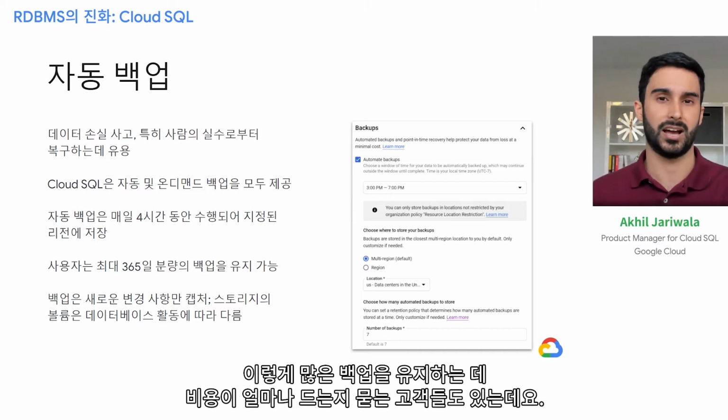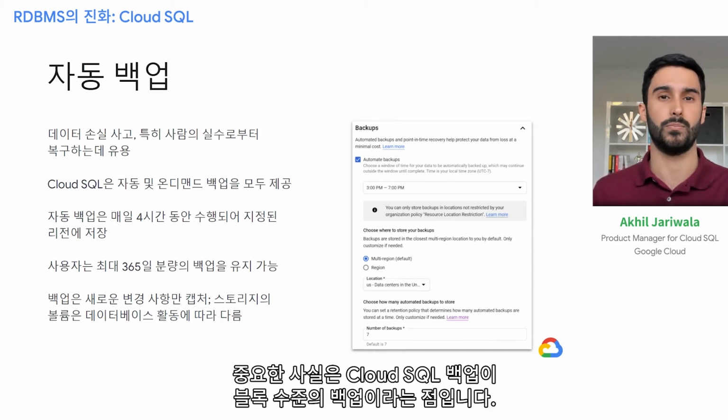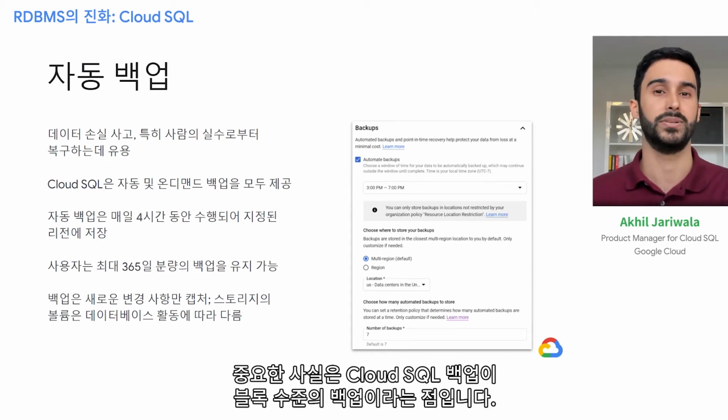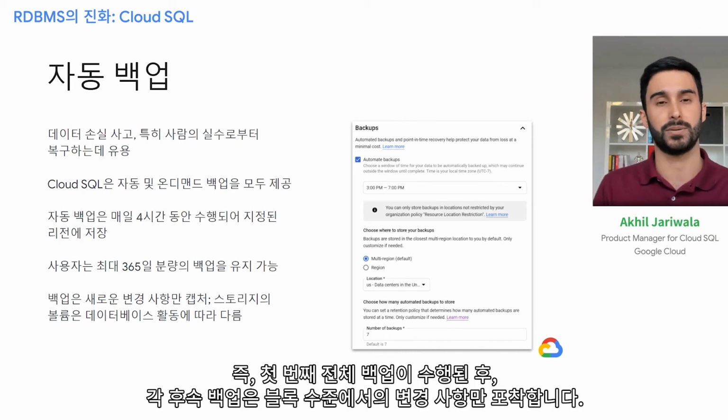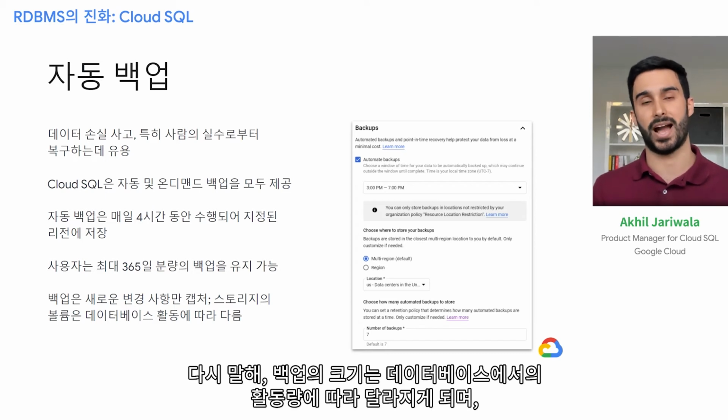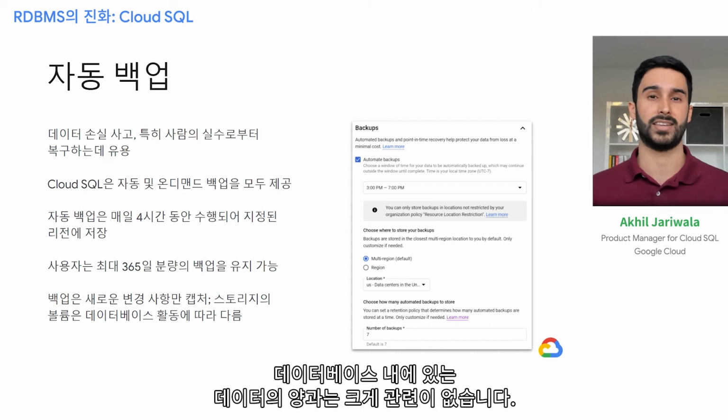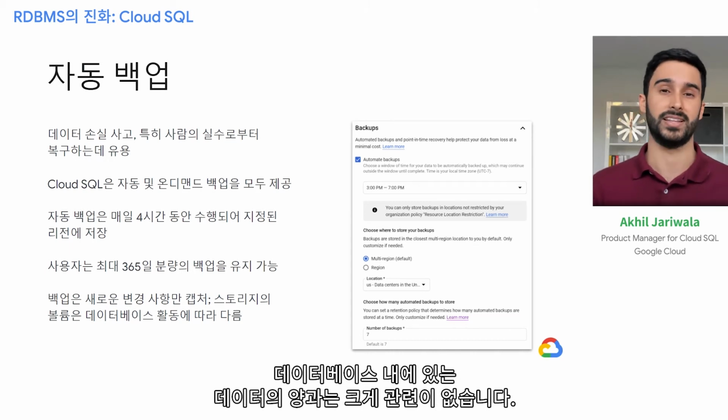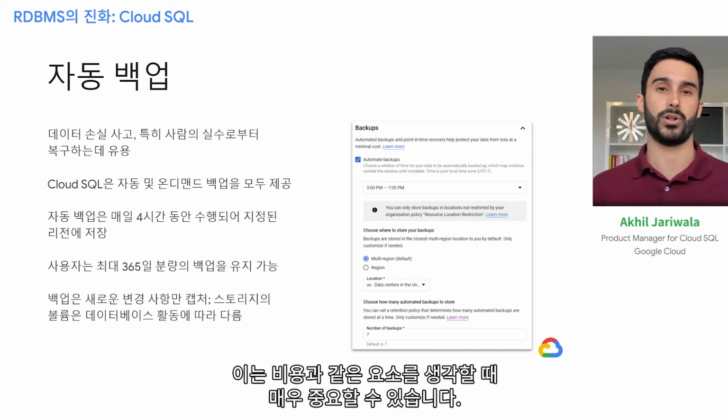Some customers ask about the costs associated with keeping that many backups. What's important to know is that Cloud SQL backups are block level backups. That means after the first backup is taken, each subsequent backup only captures the changes at the block level. So in other words, the size of the backup depends on the amount of activity on the database, not necessarily on the amount of data that's in the database. And that can be important when you're thinking about things like cost.